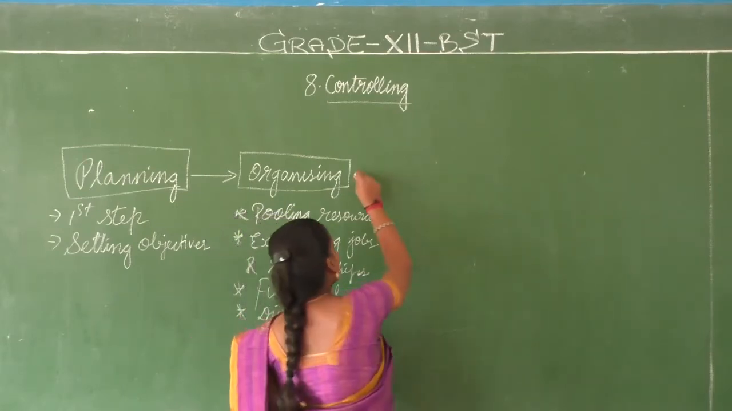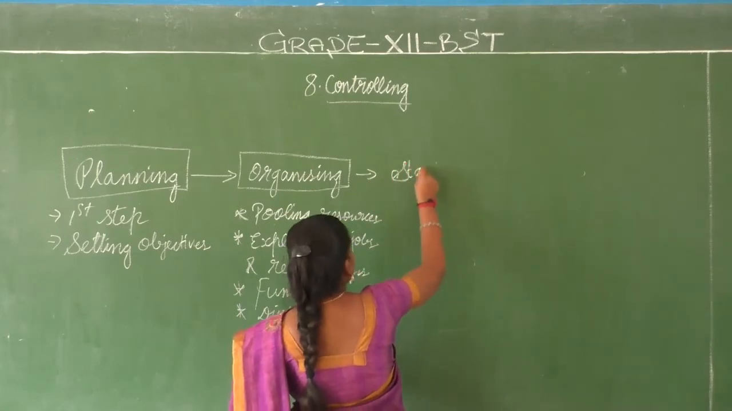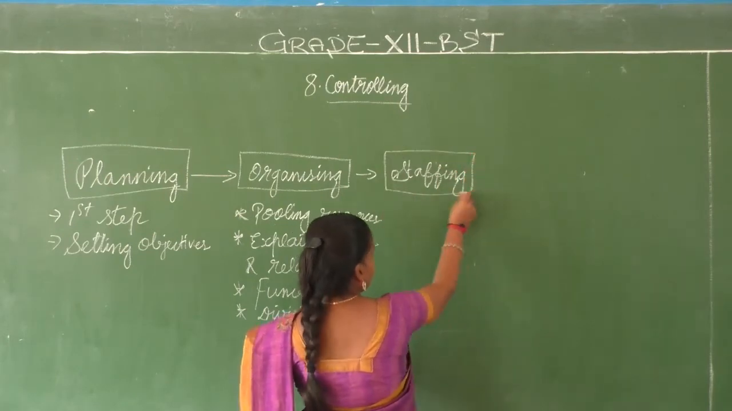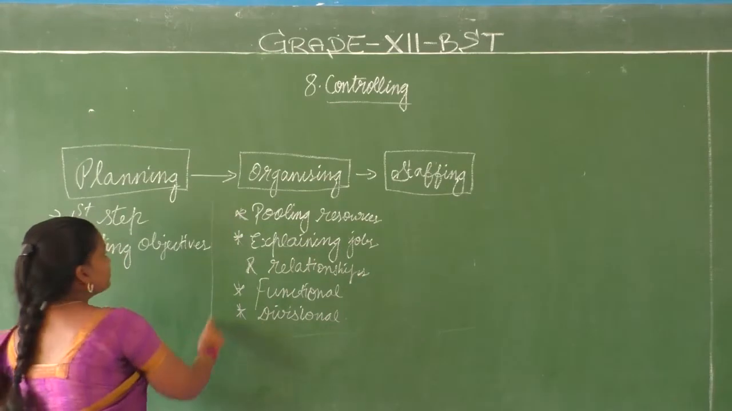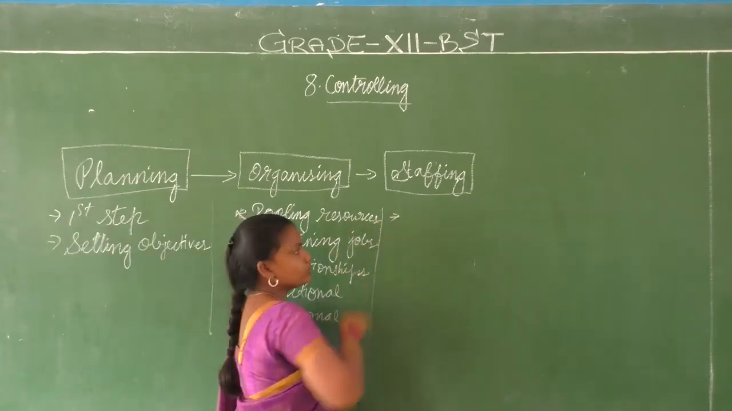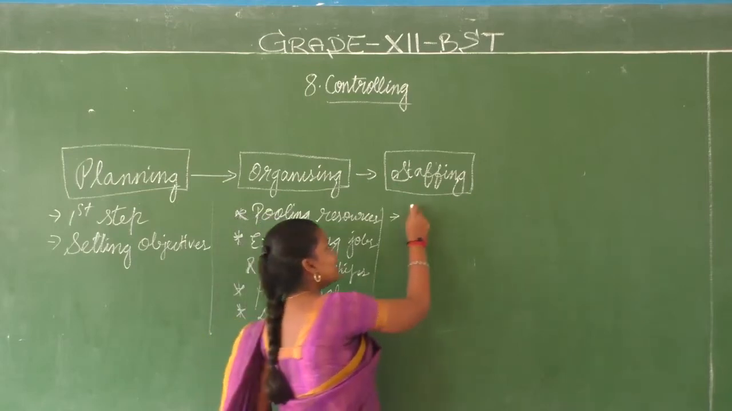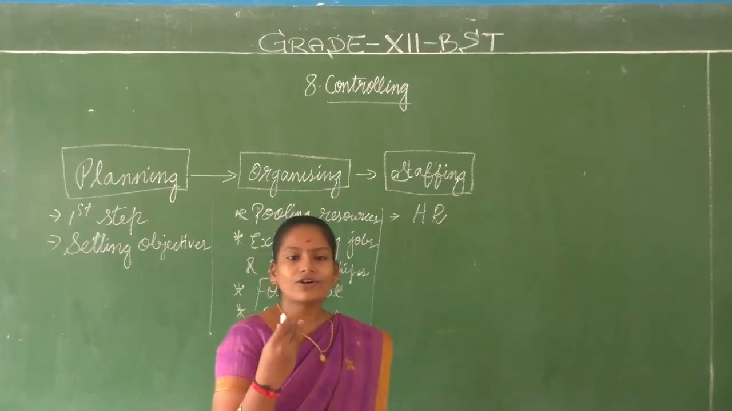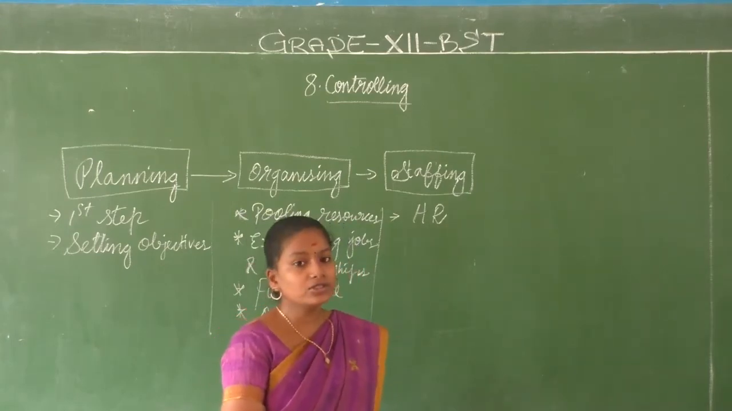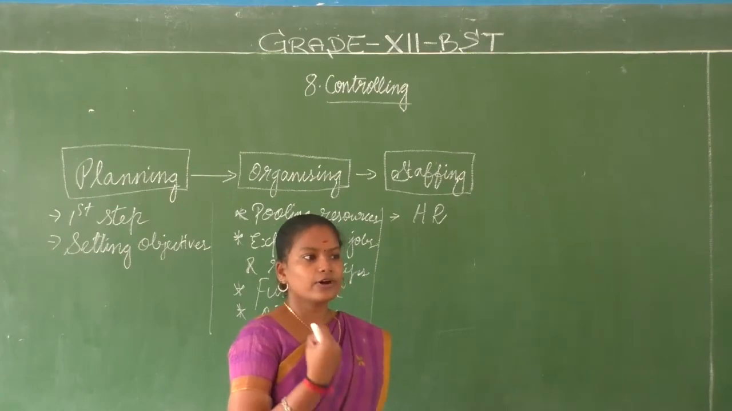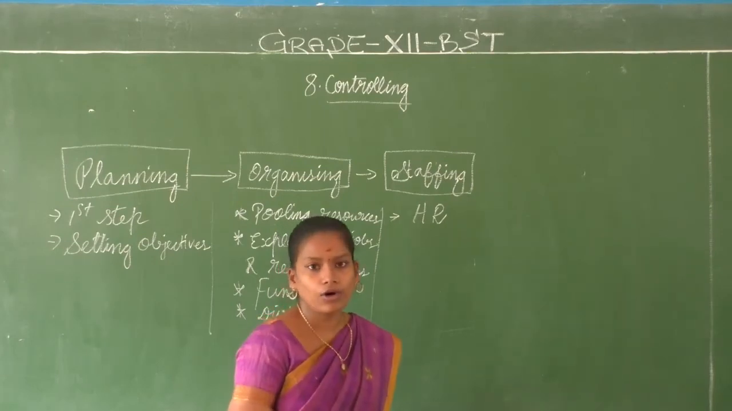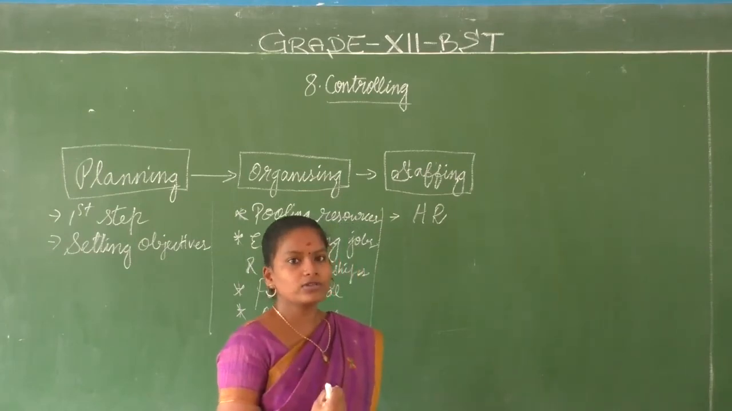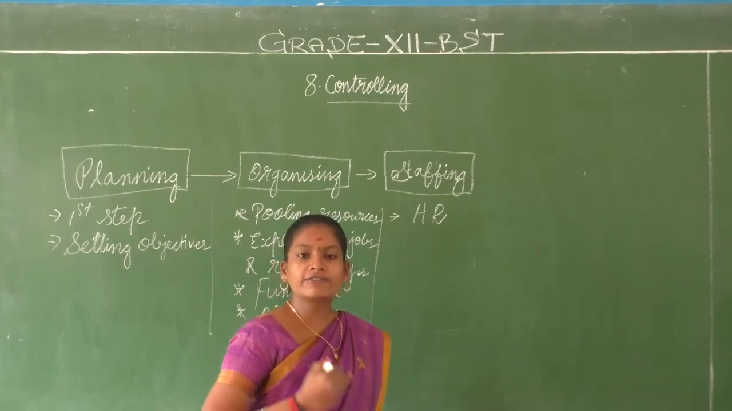Next you move on to staffing. What do you do next? You move on to staffing. It deals with human resources, which is the principal asset of any organization, one of the important wealths of any organization. When you have a competent and committed workforce, you can attain your objectives very easily.